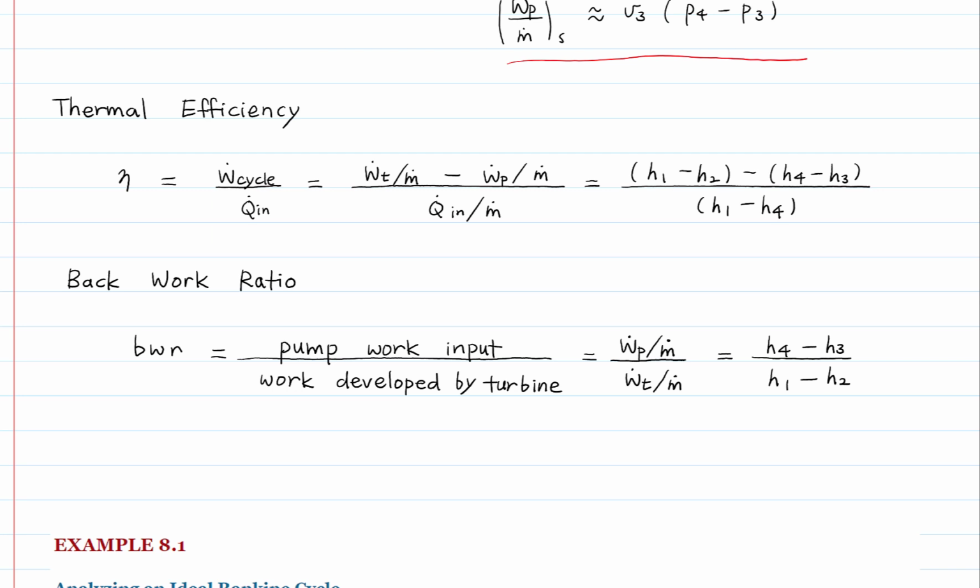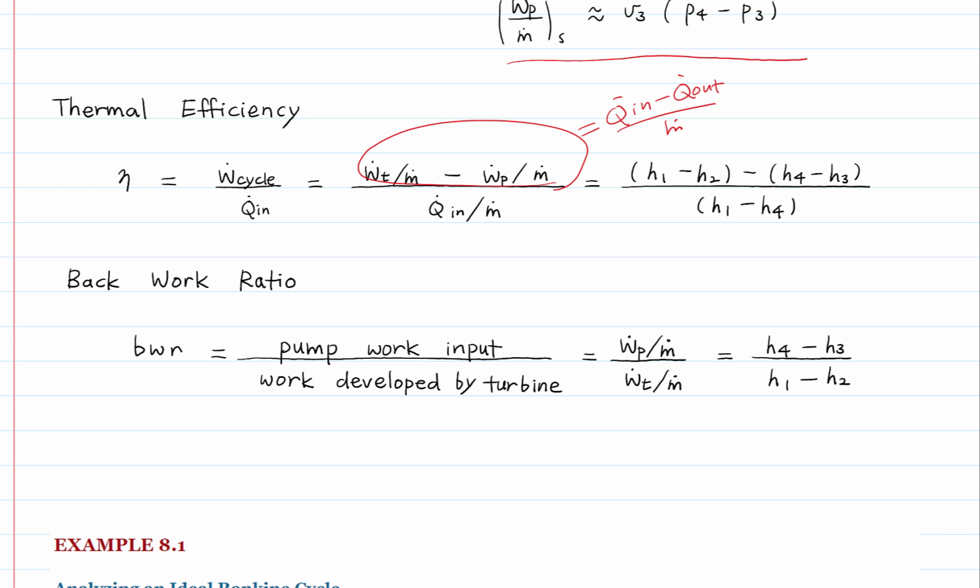There are some commonly used performance parameters in the cycle analysis. The thermal efficiency of the Rankine cycle is defined as the net work output divided by the heat input. The net work output is the work output by the turbine minus the work input to the pump. That is also equal to heat input minus heat output. It can be also expressed in terms of enthalpy. So basically, we need to know the enthalpy of the working fluid at all states to determine the thermal efficiency of the Rankine cycle.